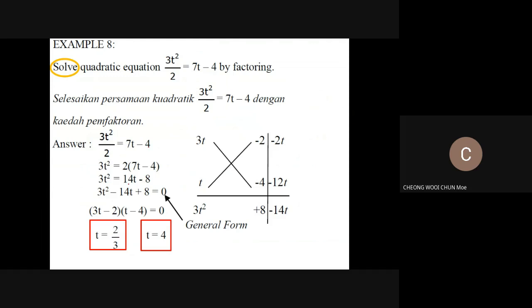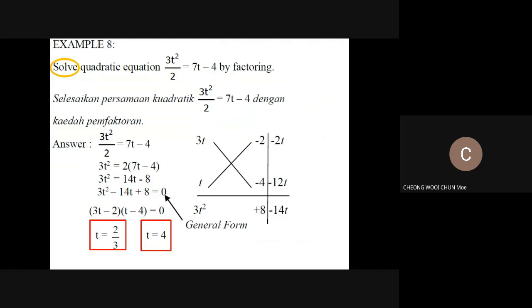Then you need to bring together, make sure the t squared must be positive, so positive. 14t bring over negative, negative 8 bring over positive 8. Equal 0, must be equal 0, general form. Without equal 0, they don't accept.